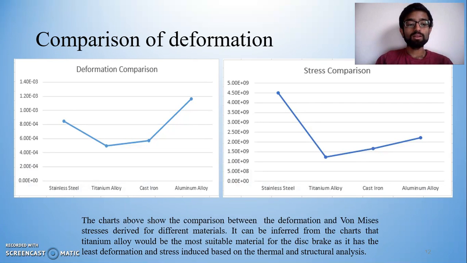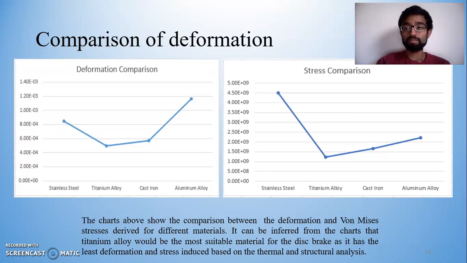So now these two tables show you the comparison between the deformation and the von Mises stresses for the different materials. As it is evident from the two charts, the deformation and the von Mises stresses are the least for titanium alloy, followed by cast iron in both the cases. So in inference, I would say that titanium alloy is the optimal material for the design of the disc brakes, but it is slightly costlier than the other materials which are considered.